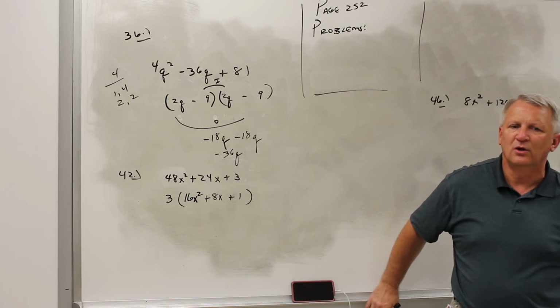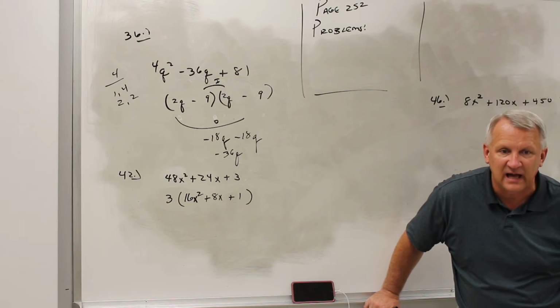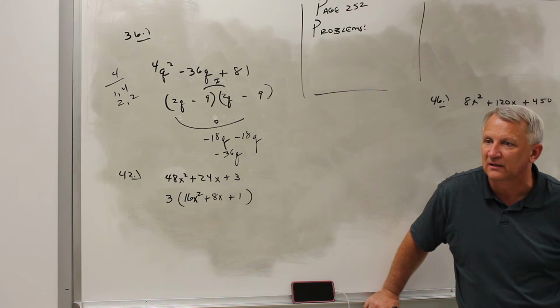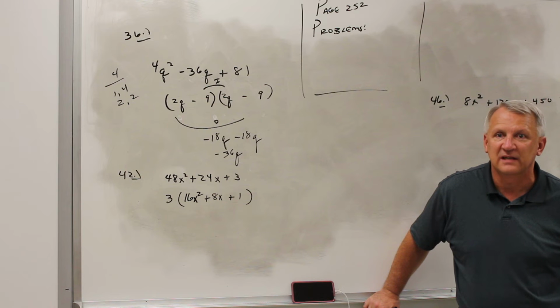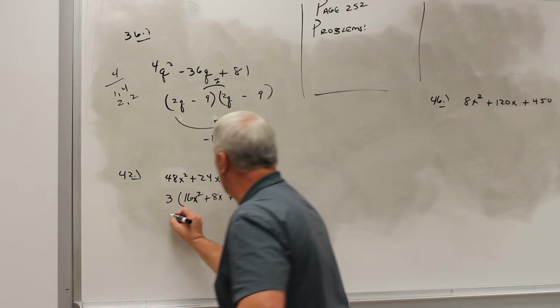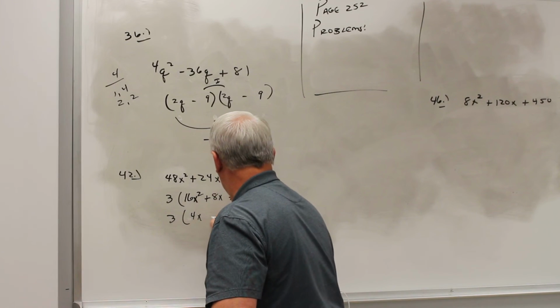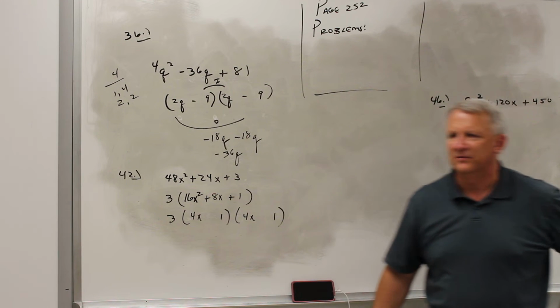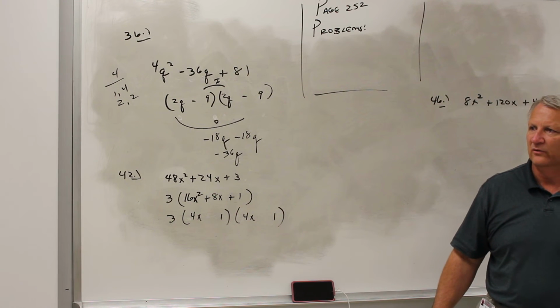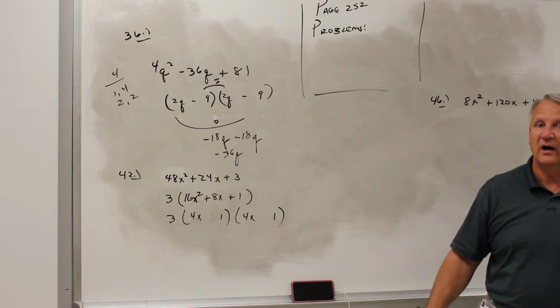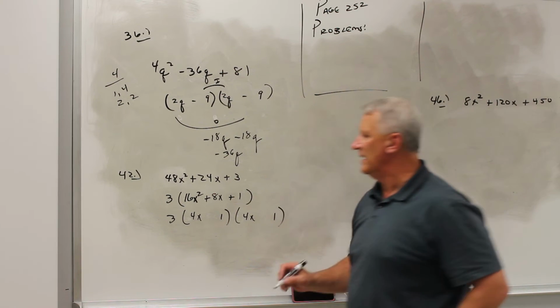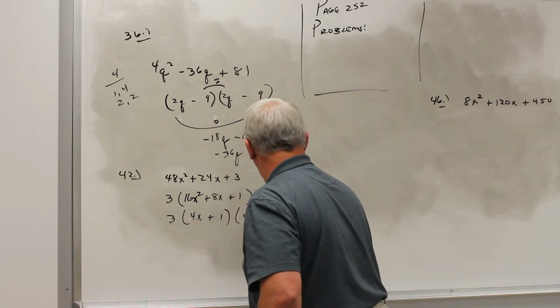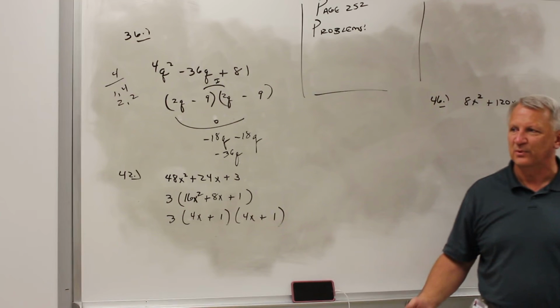I want you to take a close look. Are there 2 numbers exactly identical that would multiply to give you 16? Yes. 4. Are there 2 numbers exactly identical that would multiply to give you 1? 1. Yeah. 1. So you know the answer to this problem now. And what about the signs between the 4x's and the 1's? Both positive. Both positive because the middle term's positive. Wow, isn't this pretty simple?